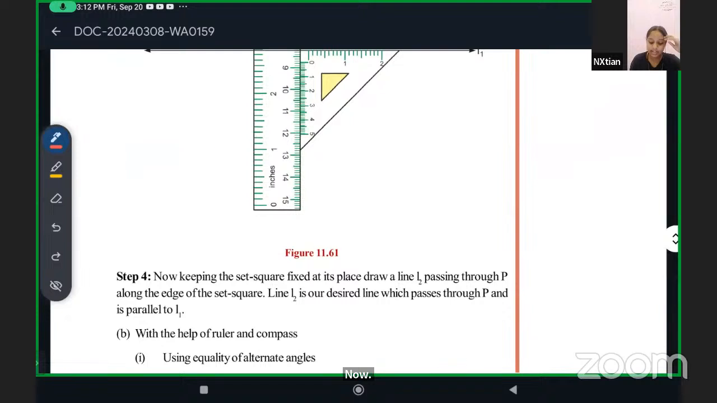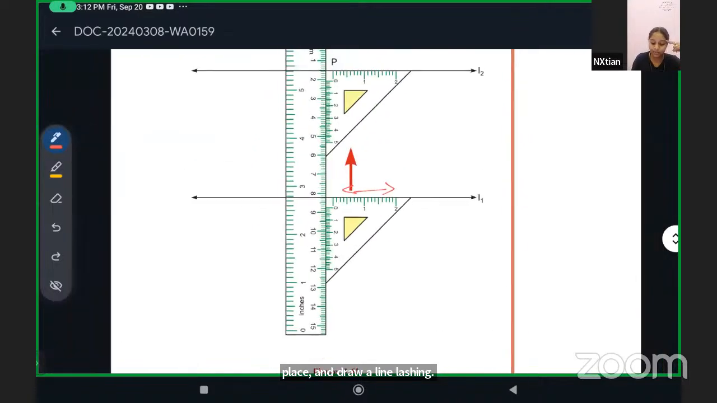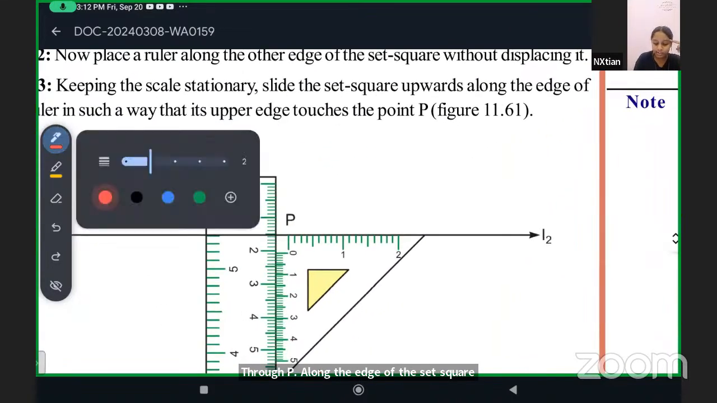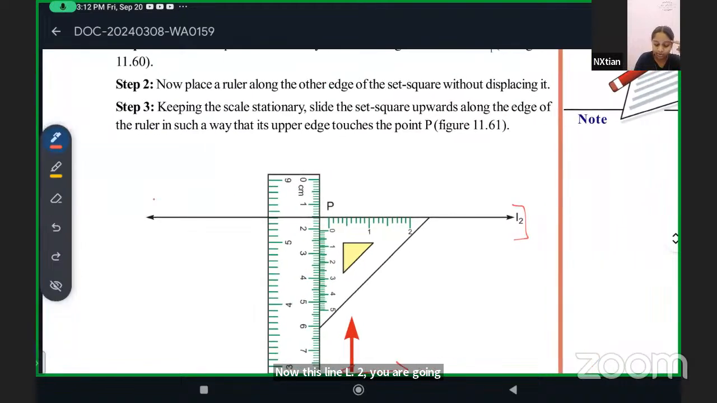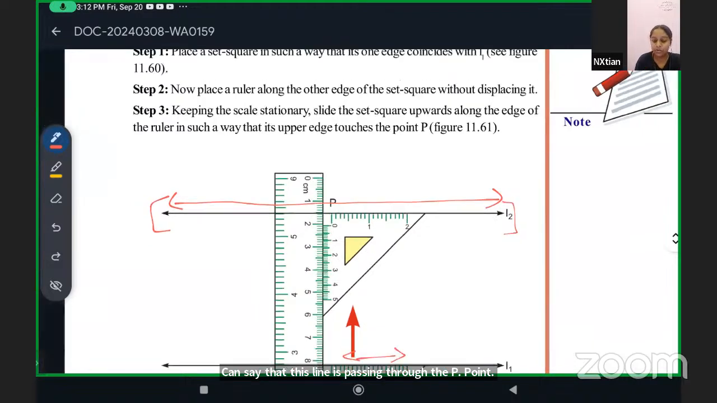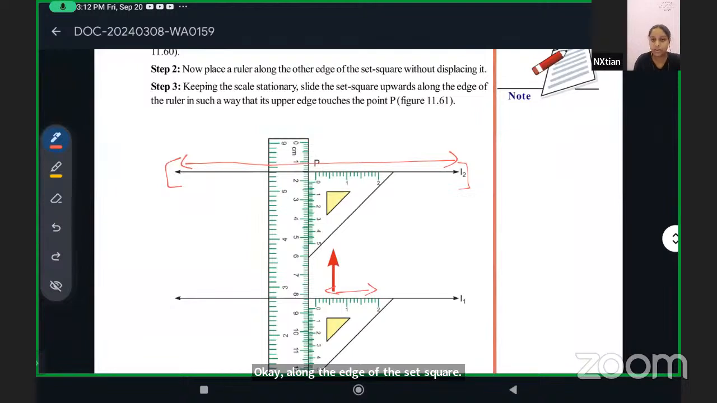Keep the set square fixed at its place and draw a line L2 passing through P along the edge of the set square. This line L2 you are going to draw is passing through point P, along the edge of the set square. It will start a little left from the P point, then go through the P point and then elongate it towards the right.